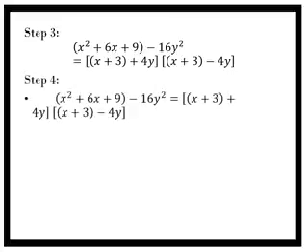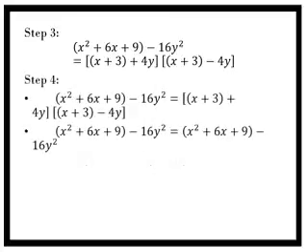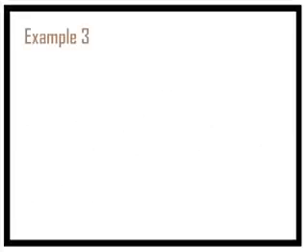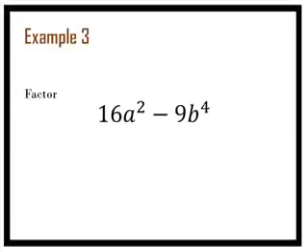And we need to check our answer, and by checking it, we conclude that x plus 3 plus 4y multiplied by x plus 3 minus 4y are the factors of x squared plus 6x plus 9 minus 16y squared. Example 3: factor 16a squared minus 9b raised to the power 4.